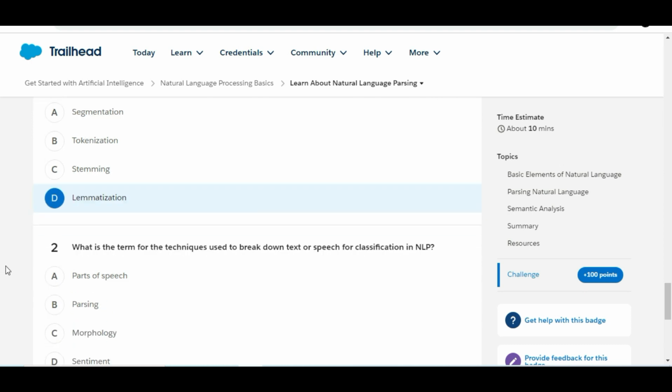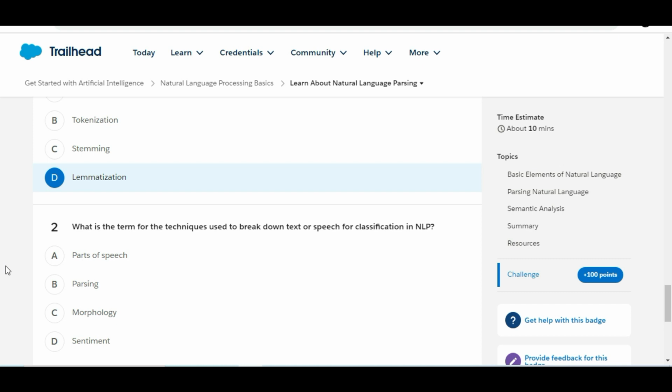Let's move to the second one. What is the term for the techniques used to break down text or speech for classification in natural language processing? Parts of speech, this is false. Parts of speech is used to assign grammatical labels or tags to each word.